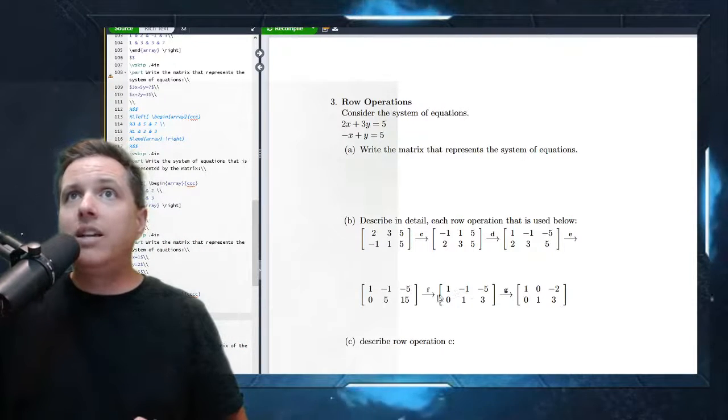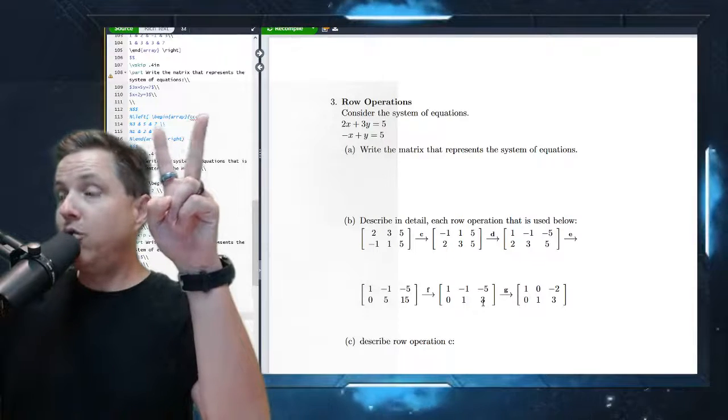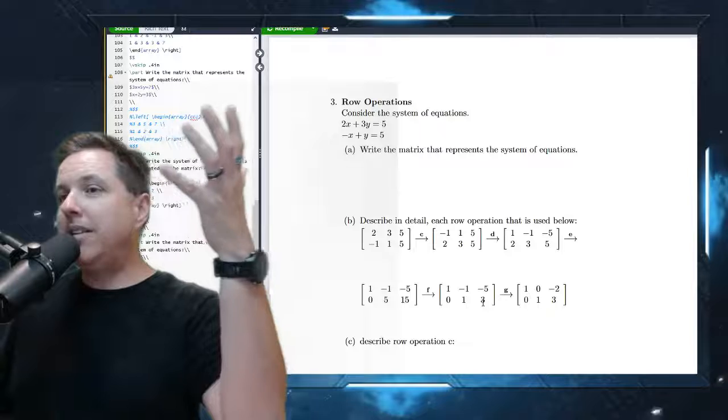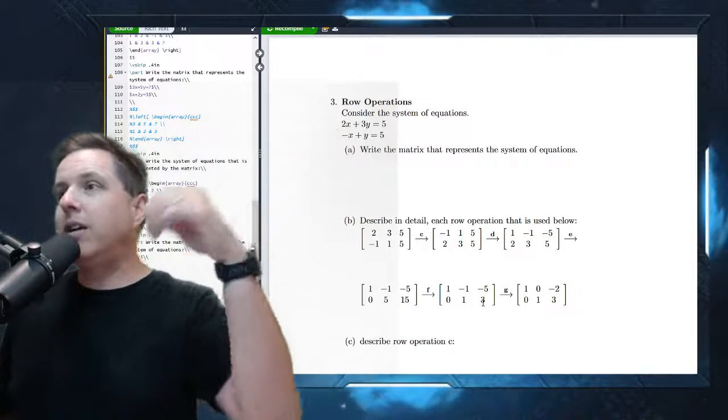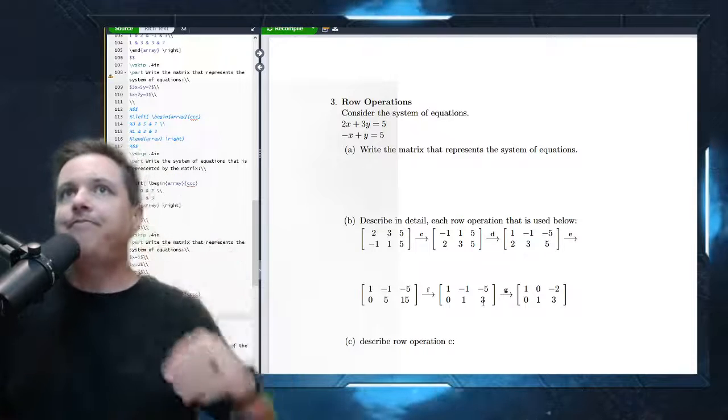So what I did here, I just multiplied row 2 by 1/5, and it gave me 0, 1, 3. So that's row operation 2. When we say we can multiply by something, you also can think of that as dividing, because multiplying by 1/2 is the same as dividing by 2, right?